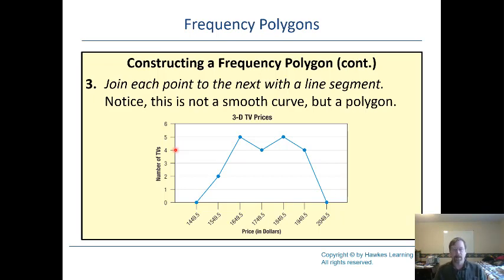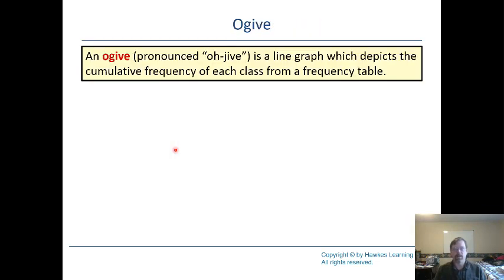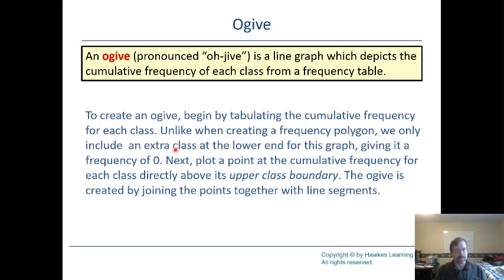The next iteration of that is called an ogive, which is essentially a frequency polygon reporting cumulative frequencies. In this case, it's created the same way, but you only add the extra class at the beginning. You don't add the extra class at the end. It should add up to whatever your number of data points is.